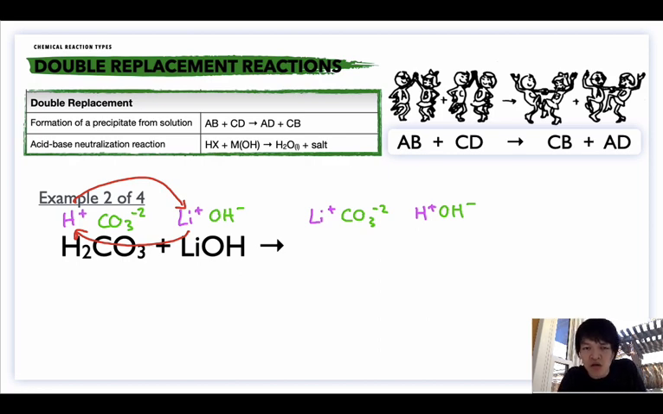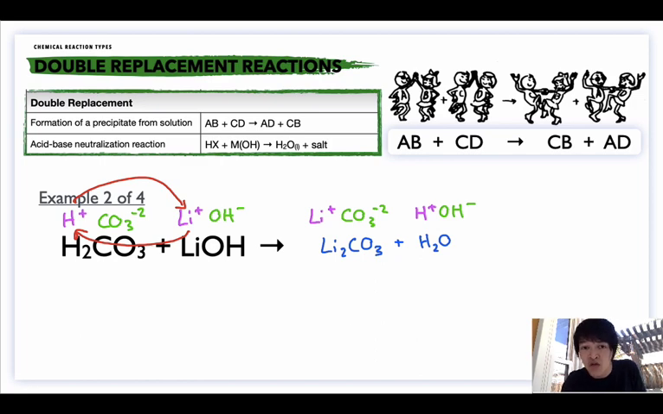And now I'm going to walk you through the small thing here. So the first product is going to be Li2CO3, so that you can balance out the charges. And the second product here, we have HOH, but if you notice, there's two H's and one O, so we can actually just put the two H's together, and you're going to notice that this is just H2O.